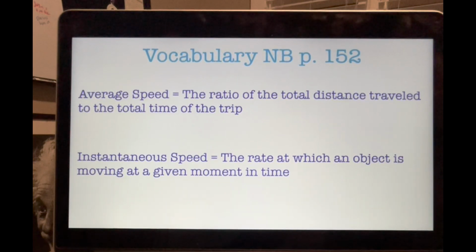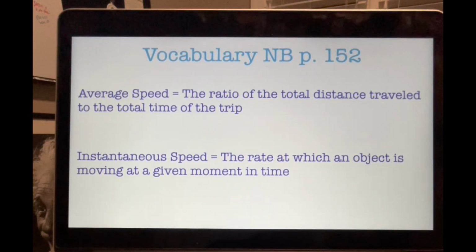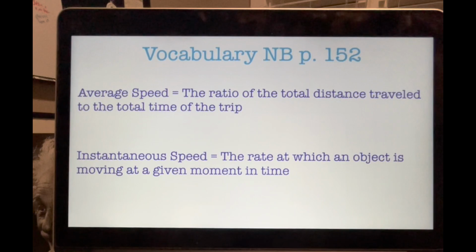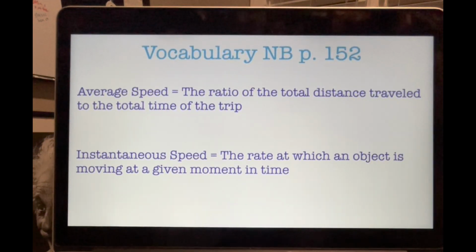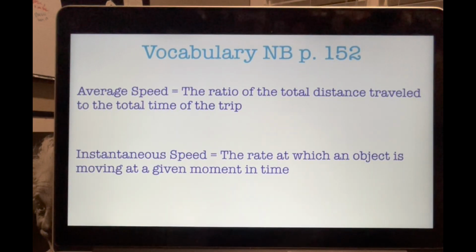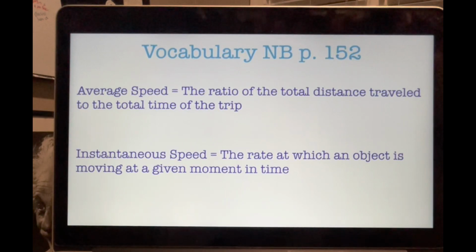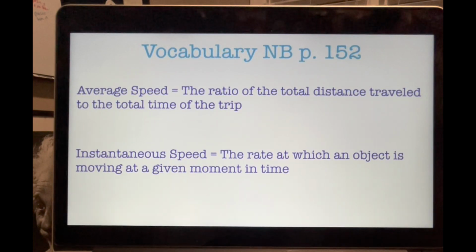There are two ways to express the speed of an object: average speed and instantaneous speed. Average speed is the ratio of the total distance traveled to the total time of the trip. Instantaneous speed is the rate at which an object is moving at a given moment in time. When you ride your bike, do you travel the same speed all the time? It's not very likely that you do. You may go slower when you bike up a hill and faster as you travel down the hill. This means that your speed is not constant.